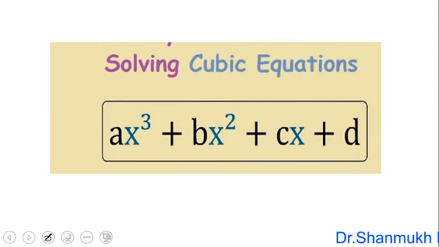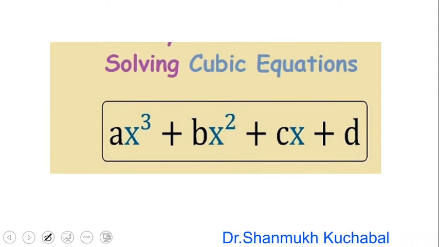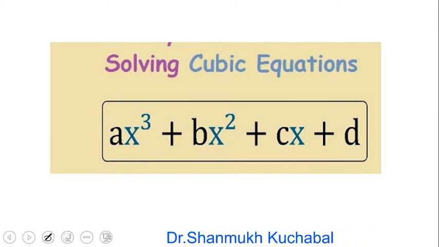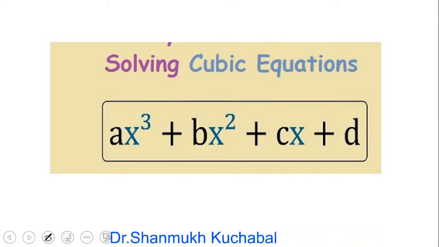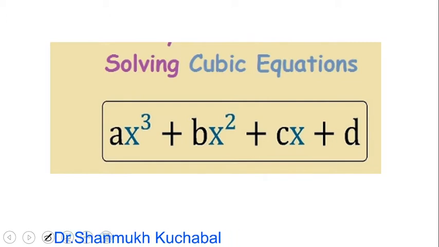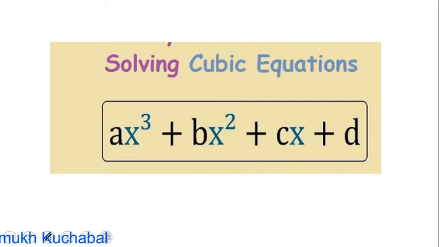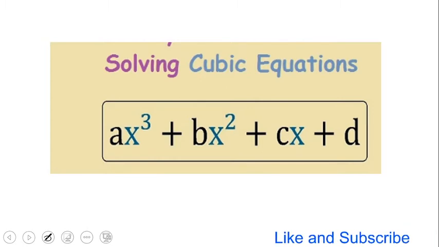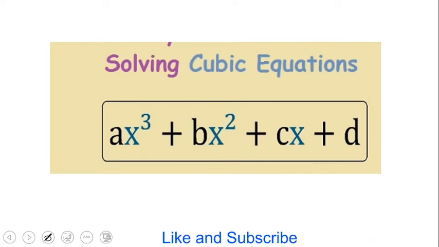In our last class we studied the quadratic equation. A quadratic equation leads to two solutions. If any equation has two solutions, then it is called a quadratic equation. Any equation having three solutions is called a cubic equation. So this cubic equation leads to three solutions. Today in this class we'll discuss a shortcut trick for solving any cubic equation.